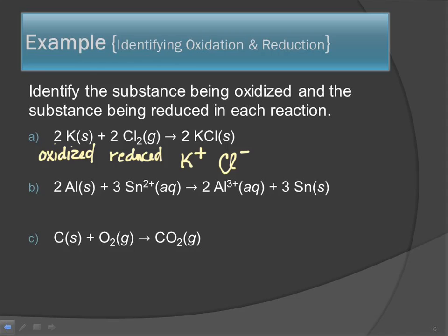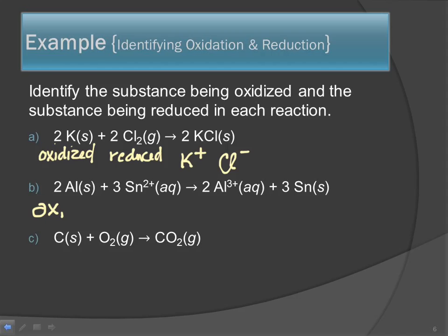Does that make sense? Let's look at this next one. We've got aluminum plus tin 2 ion, and it's going to aluminum ion plus tin metal. Which one is losing electrons? The aluminum, because it went from a 0 charge to a +3 charge. The number of protons always stays the same, and so to become a positively charged ion, you have to lose some of the electrons that are balancing that charge. So the aluminum then is being oxidized.